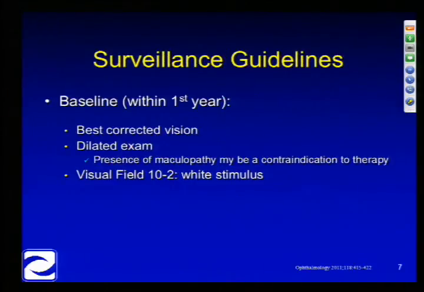So the surveillance guidelines are a baseline examination within the first year of starting treatment, including checking their best corrected vision, dilating their pupil, and doing a baseline central visual field test to look for pre-existing scotomas.